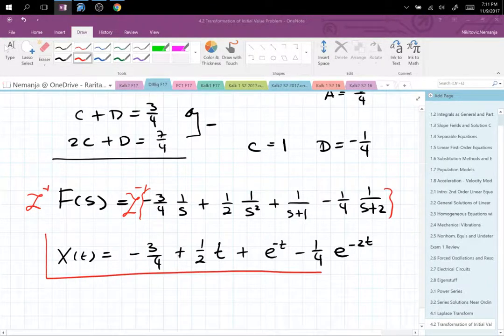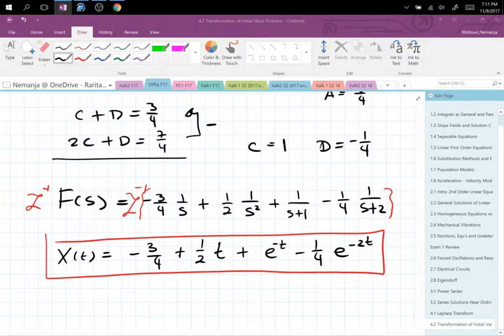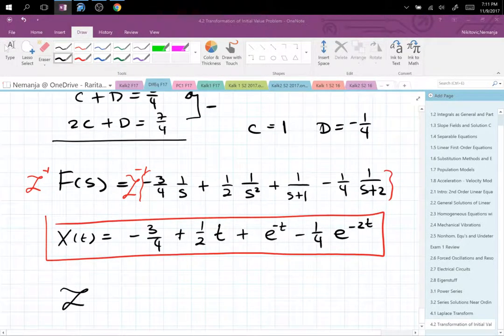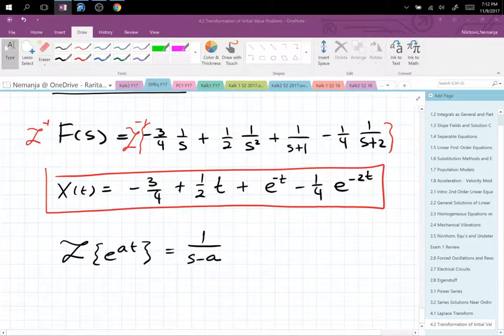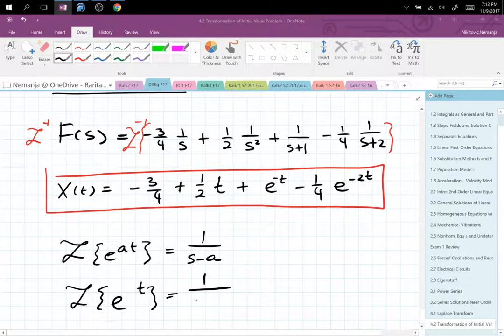So let's take a look one more time. The Laplace transform of e to the at is 1 over s minus a. So, if I have the Laplace transform of e to some t, where I have 1 over s plus 2, let's say, then this is 1 over s minus negative 2, from where we conclude that a is negative 2, and that's why we fill the negative 2 up there.